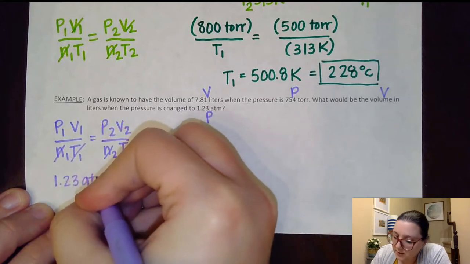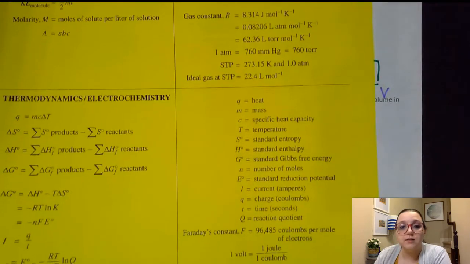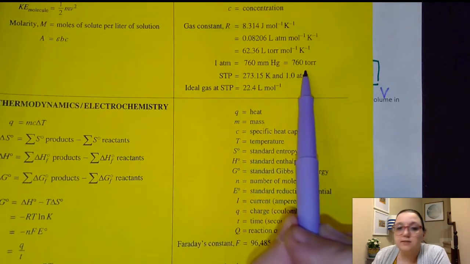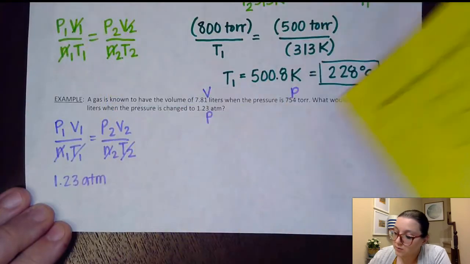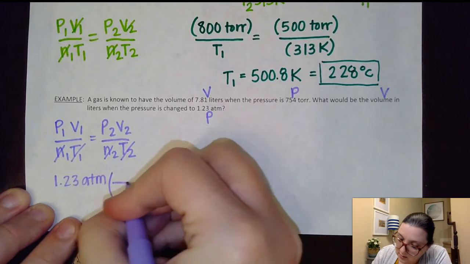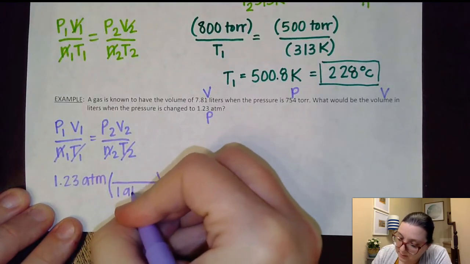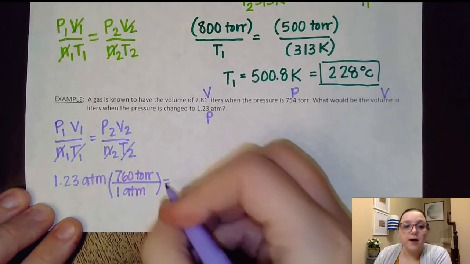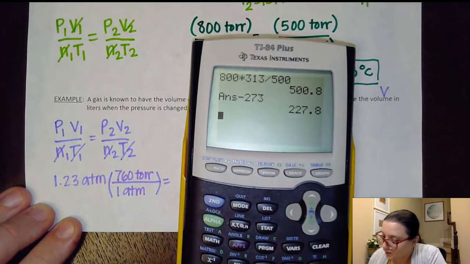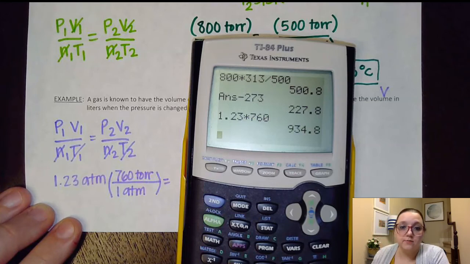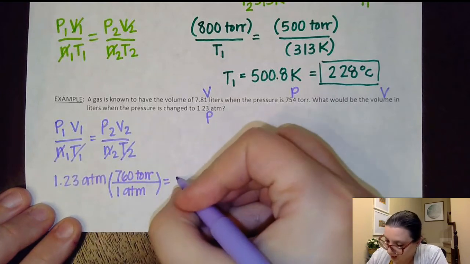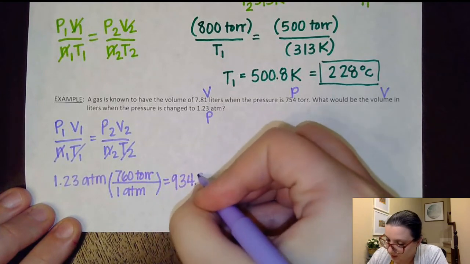To do that, I need to use my pressure equalities that are on our formula chart. I notice that 1 atm is equal to 760 torr. So if I do a quick dimensional analysis, where I say 1 atm is 760 torr, I can figure out what that pressure value should be. 1.23 times 760 comes out to 934.8. Since I'm not done with the problem yet, I'm going to resist the urge to round for sig figs right now. I'm just going to go ahead and use the 934.8 torr.